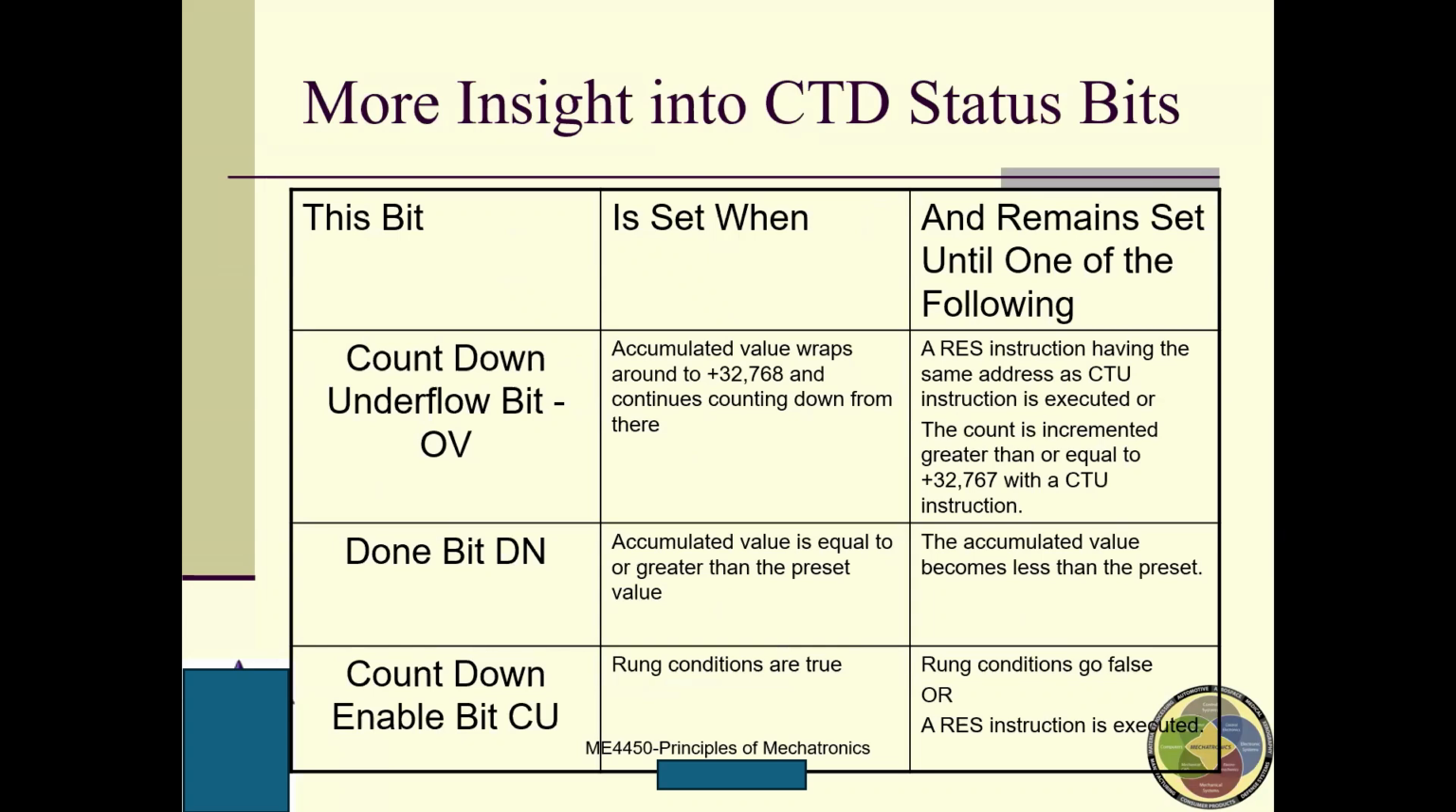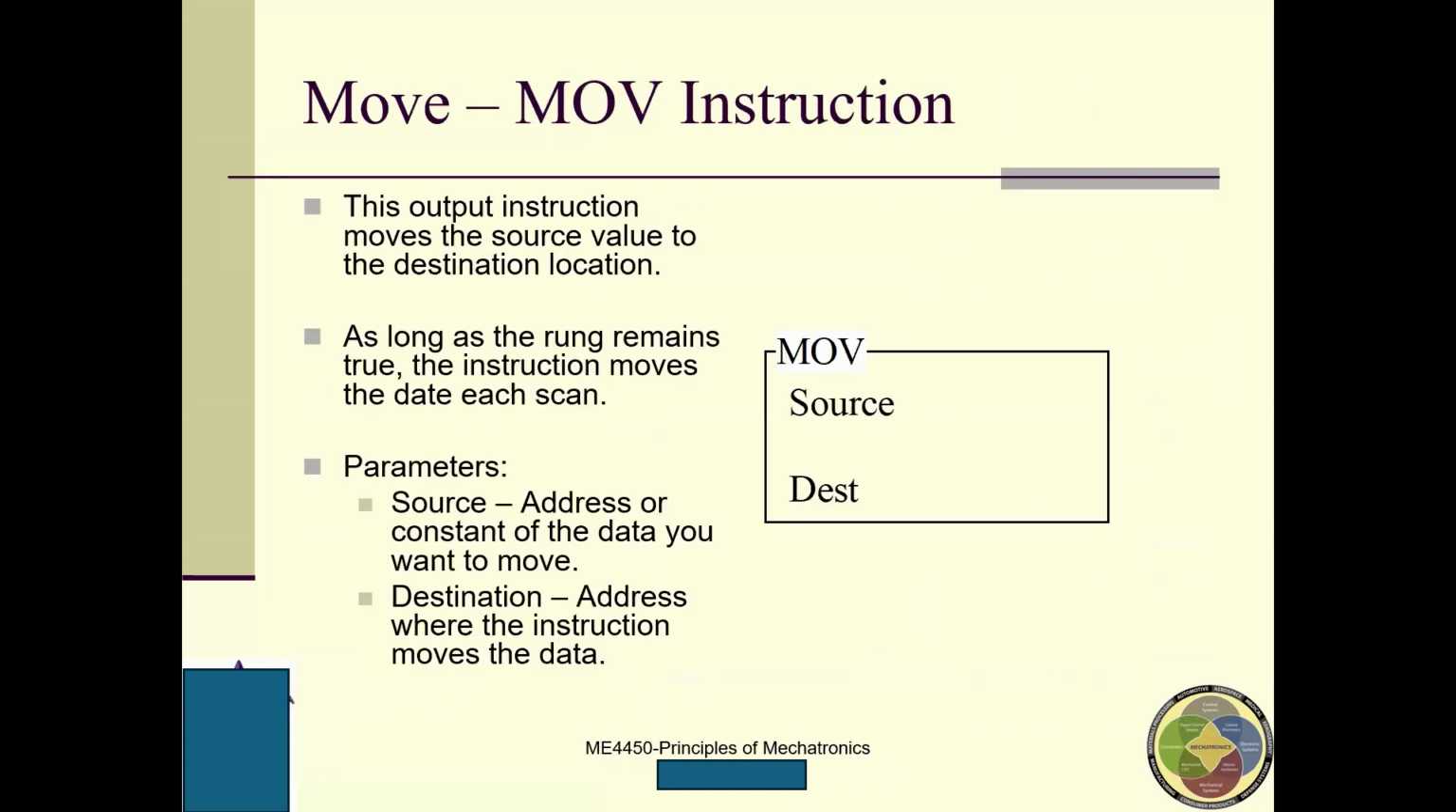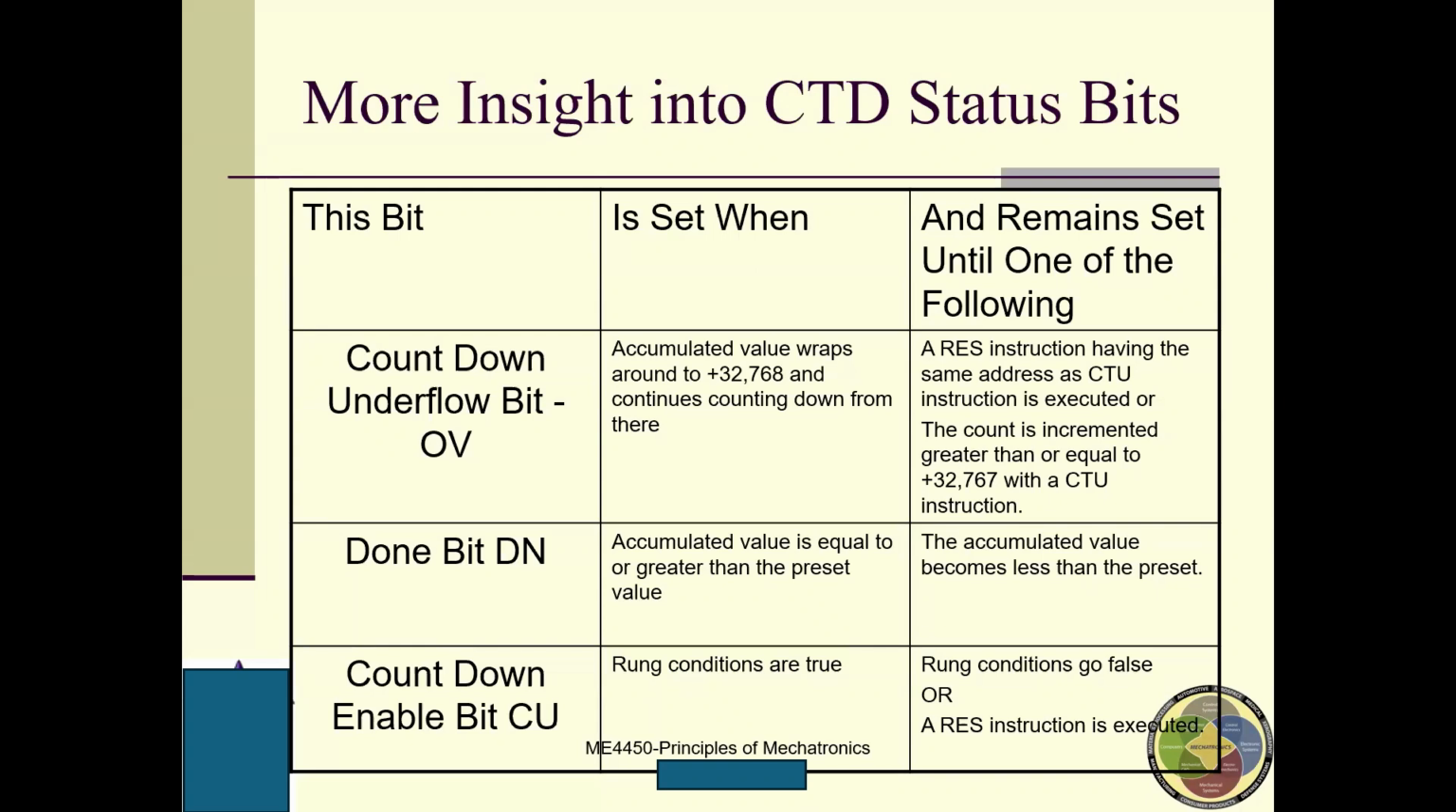So this is more insight. Once again, these are the 3 important bits. For the counter down, the overflow bit is for counter up, and the done bit is very important because we usually use the done bit to control something after the counter is done. The counter down enable bit CD is set when the run conditions are true, meaning you have a false to true transition. Any questions regarding counter up and counter down?